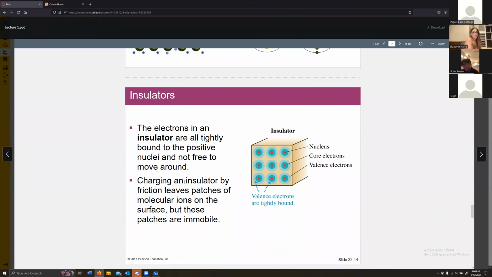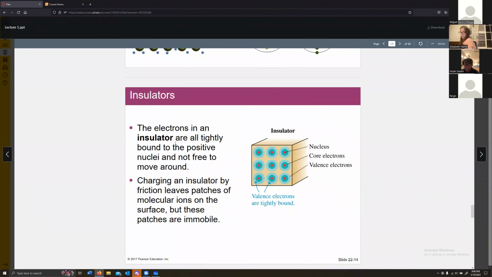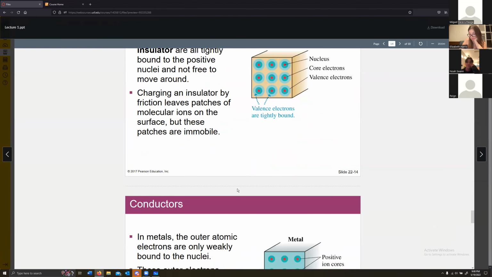There's something here when we talk about insulators. For me, conductors were really fascinating, but insulators, pretty straightforward. It insulates things. Tightly bound electrons, tightly bound atoms, not really free to move. Charging an insulator by friction leaves patches of molecular ions on the surface, but these patches are immobile. Think about it, this is why we wrap wiring in rubber. These things are very bad at conducting electrons.